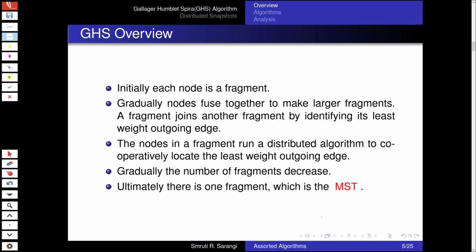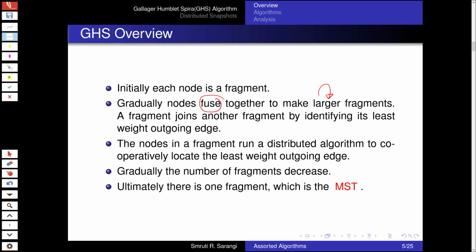So the overview of GHS is like this: you want to take Prim's algorithm and create a distributed version of it. Initially every single node is a fragment. Gradually, nodes fuse together to make larger and larger fragments, something that we also saw in ring-based leader election, where the windows grow larger and larger. In this case, the fragments fuse together to make larger and larger fragments.